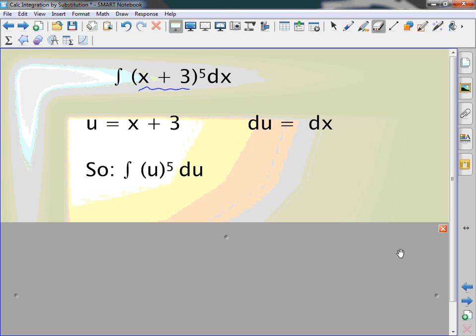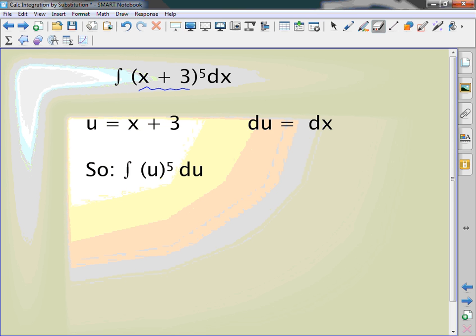So this is what we have. We have the integral of u to the 5th du. All I did was substitute u for x plus 3. Now I take the antiderivative of this. Take the integral.